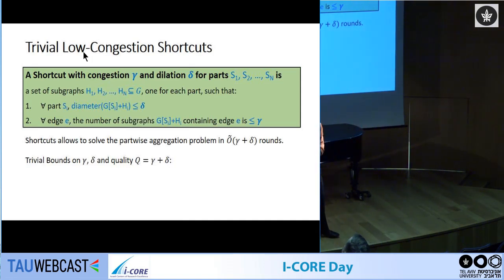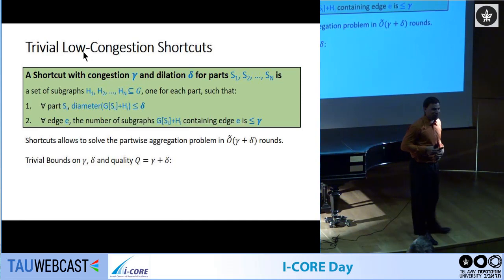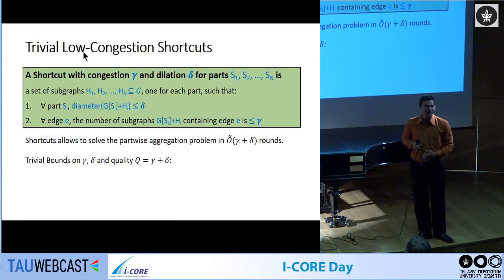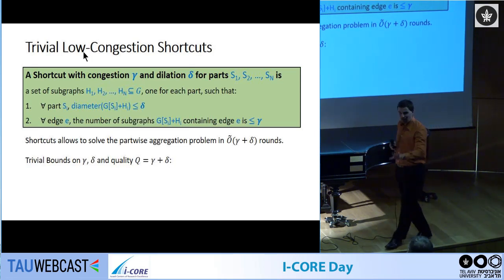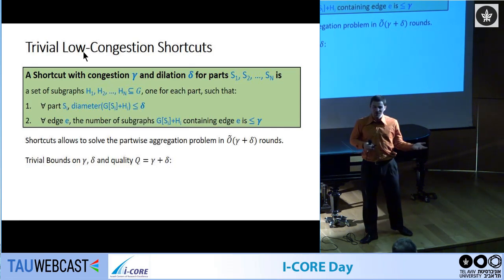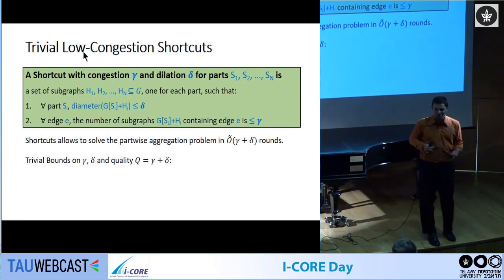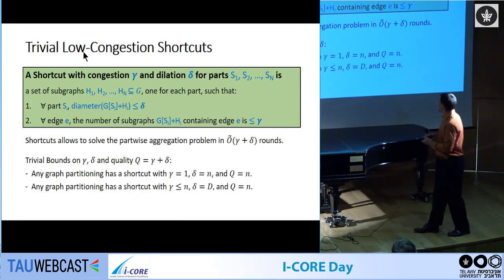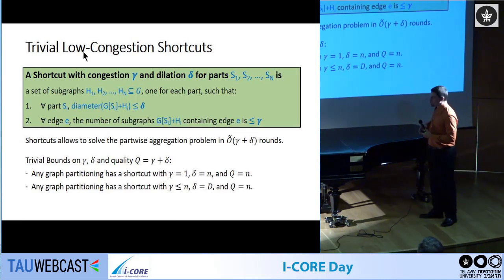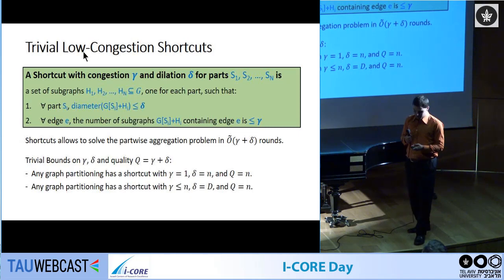Maybe one where the dilation is good, but the congestion is bad. Everything contains elements. Yes, so if I just give every subset the whole graph, what's going to be my dilation? D, right? What's going to be my congestion? N. Pretty bad, right? Okay, these are trivial, but good. So the quality of both of these things, unfortunately, is N, so that's not good.